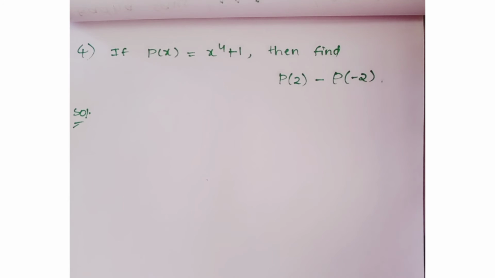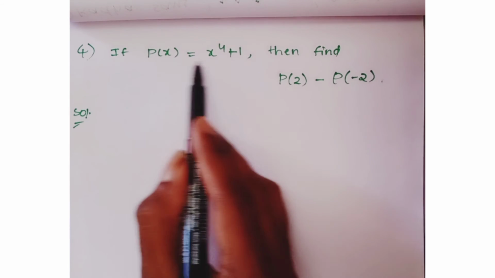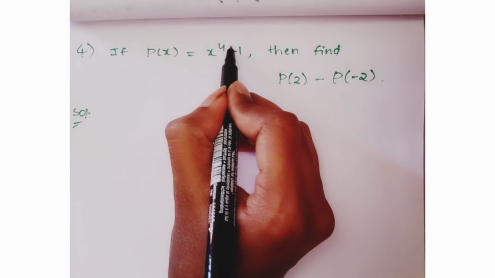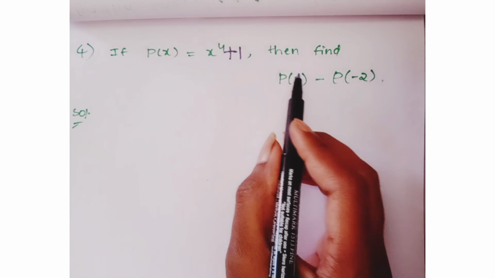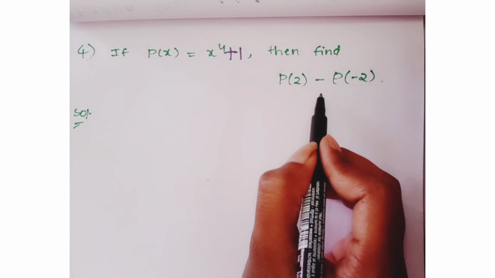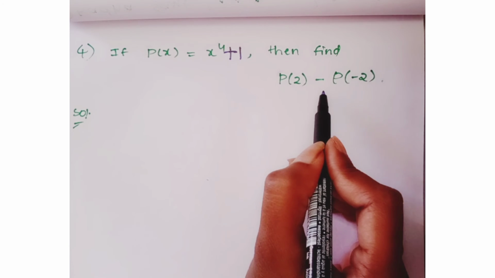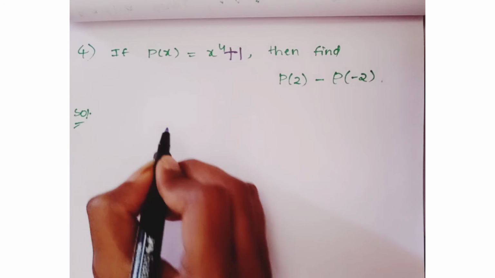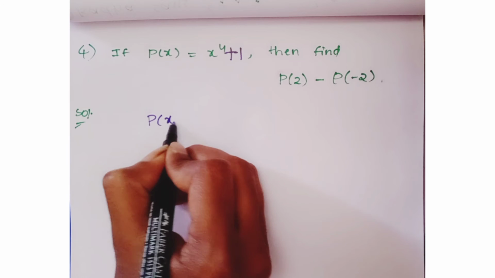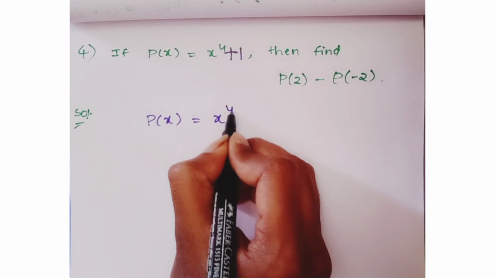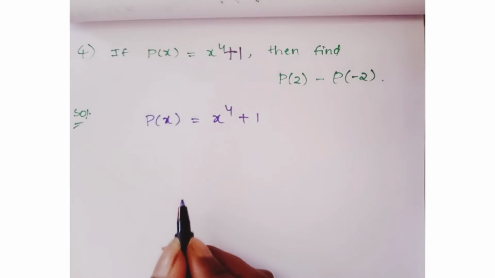Now moving on to the fourth question. The question is, if P of x is equal to x power 4 plus 1, then find P of 2 minus P of minus 2. So first, the given equation is P of x equal to x power 4 plus 1. This is the given equation.